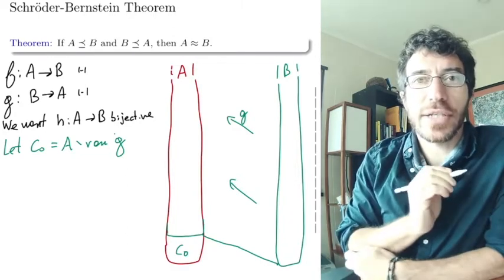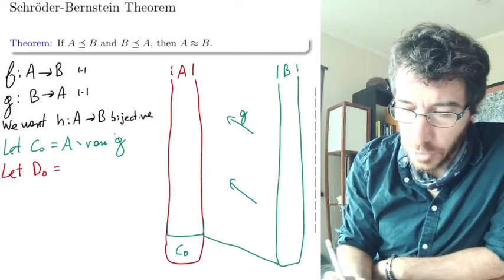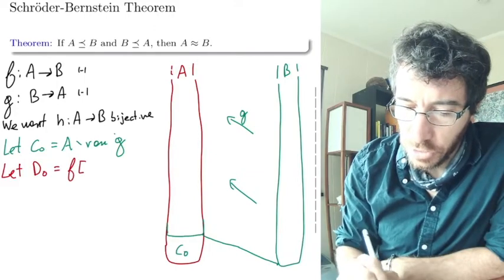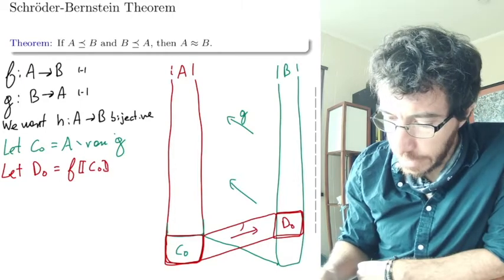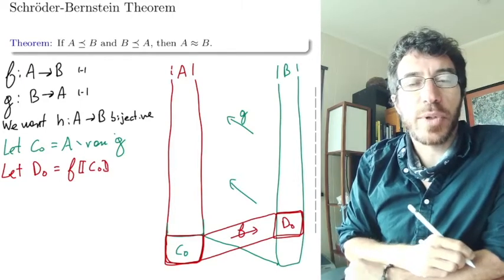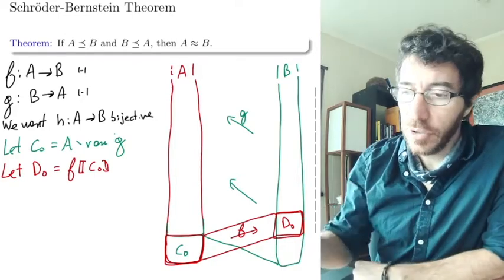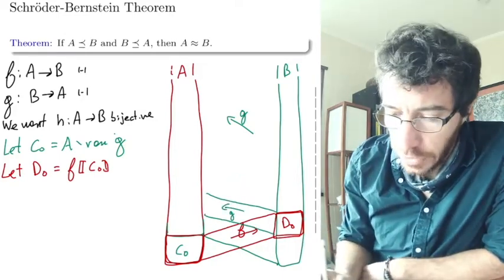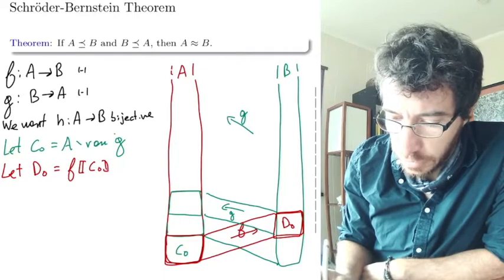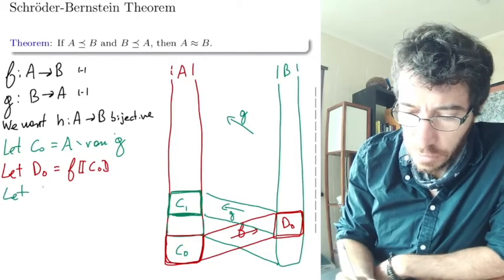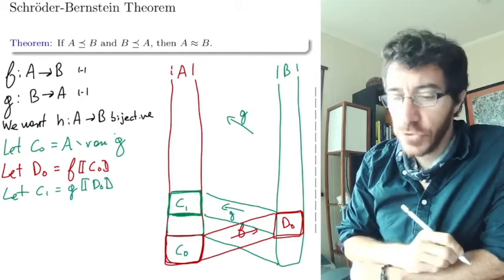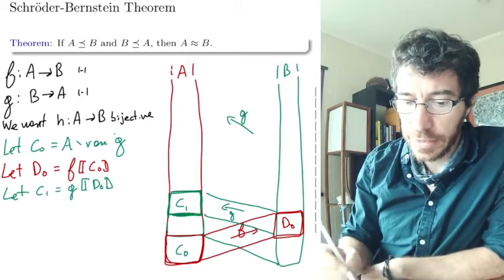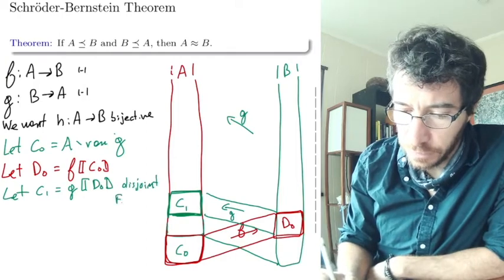Okay, so here's the construction that we're going to do. Let D0 be the image under F of this set C0, and this is through F. So that goes somewhere there in B. And now we're going to go back through G, and we're going to get here some set C1. So let C1 be the image of D0. Okay, so that's how we get this one, and this one is disjoint from C0.